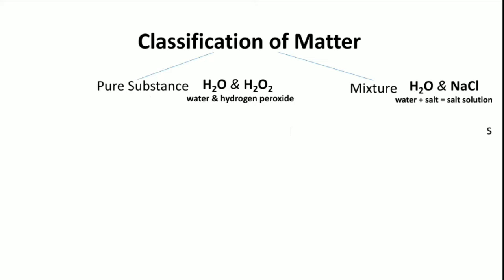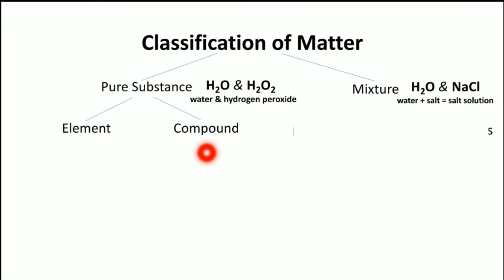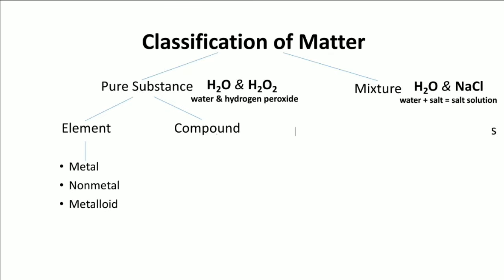Pure substances can be subdivided into element or compound. Elements are the simplest forms of matter. These are composed of one kind of atoms and can be subdivided further into metal, non-metal, and metalloids.